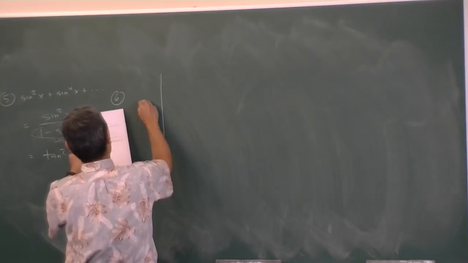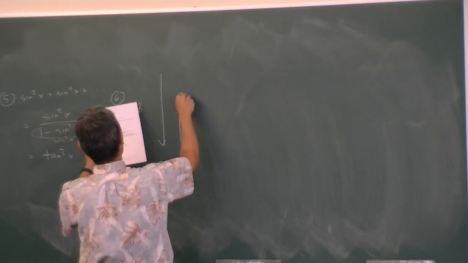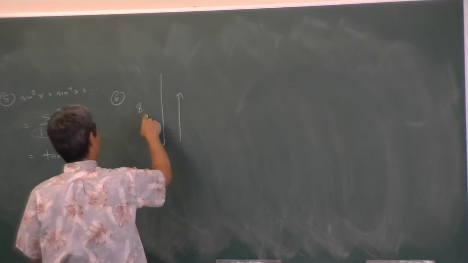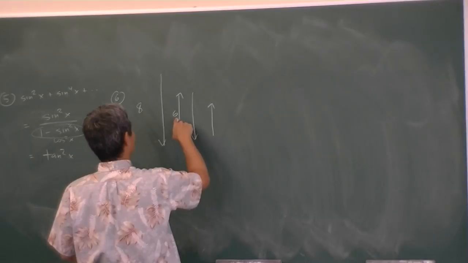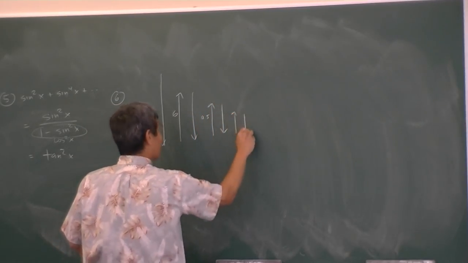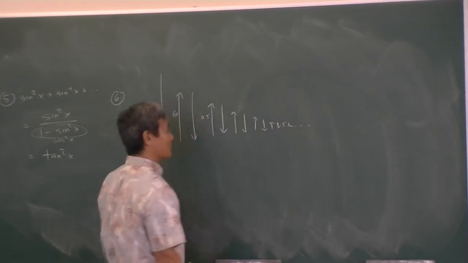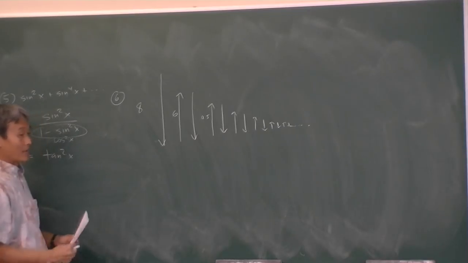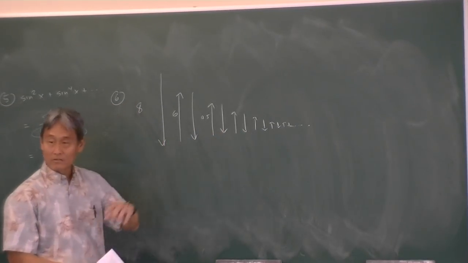Number 6. A ball is dropped from a height of 8 meters. Each time it rebounds to a height 75% of the distance it has fallen. So what is that? 6. Then it goes down 6. Then it goes up. What's 3/4 of that? 4.5. Then it goes down 4.5. And it just does this forever. How far did the ball travel? In other words, what is the sum of the lengths of all the arrows?